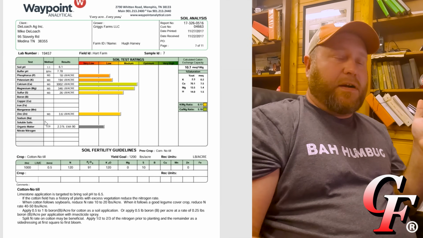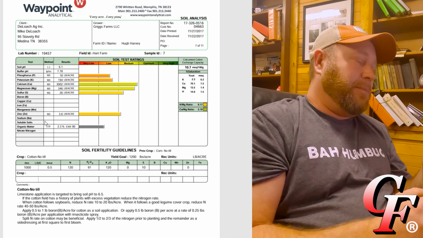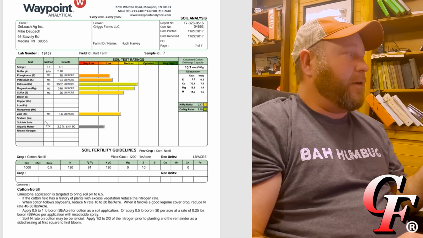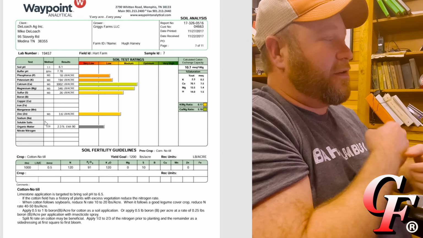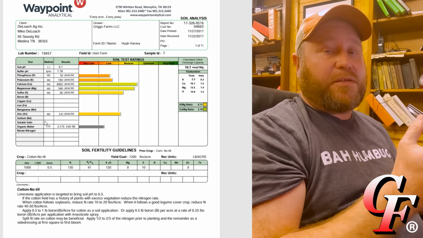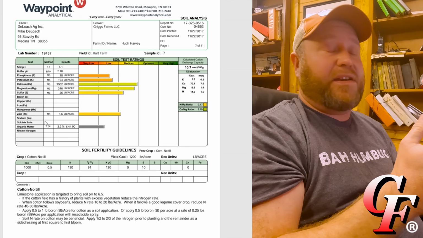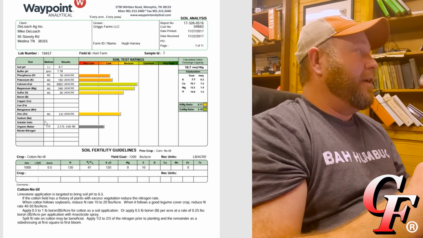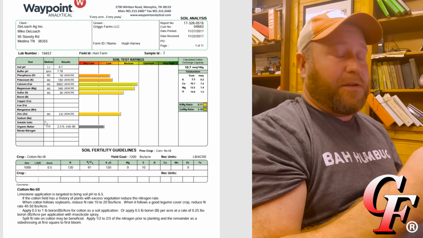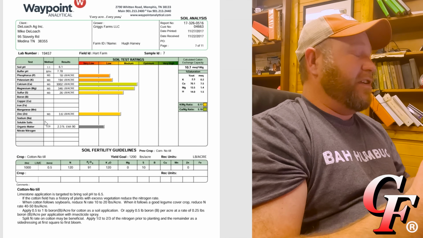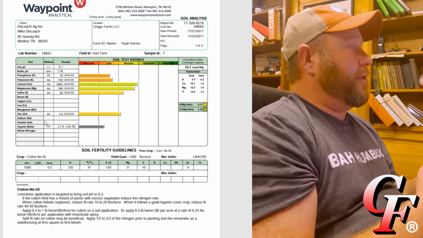Now, when you get your fertilizer results back, depending on the lab you use, they could look quite a bit different. One reason I prefer Waypoint Analytical is they give these nice, colorful soil test results back that let me easily visually identify where we're good and where we're lacking. But based upon the lab you choose, your results could look quite a bit different. You just need to know how to decipher the numbers on them.